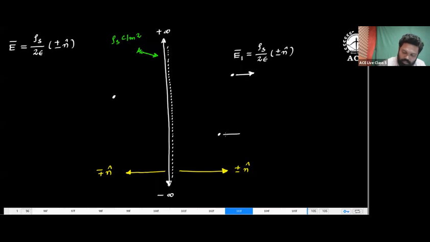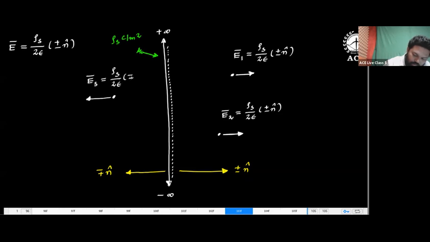What about this one? Here it is normally outwards. E2 is equal to rho s by 2 epsilon, plus or minus n cap. This side, beta, normally outwards like this. I'll call it E3. E3 is equal to rho s by 2 epsilon, minus or plus n cap.